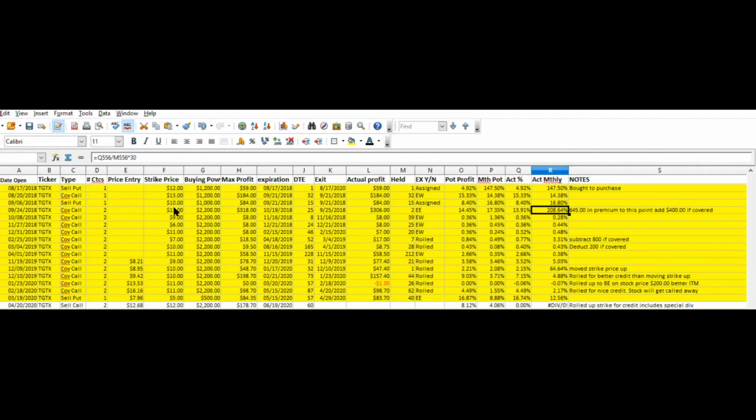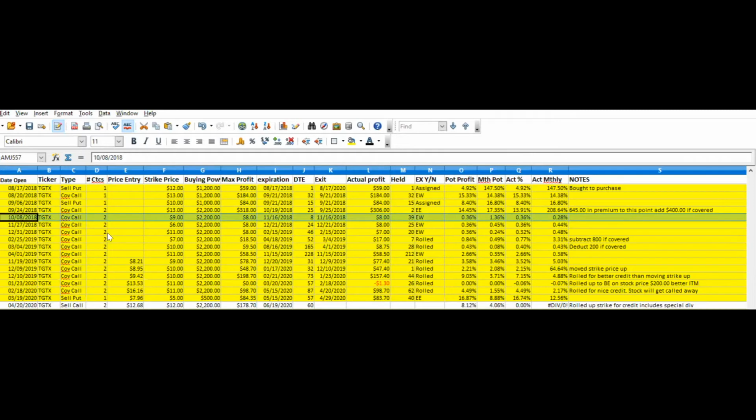And if it had been called away, I was $200 per contract higher. So I would have added another $400 to that if I'd gotten called away. Well, it didn't get called away. The next line we follow through here was 10/08. It's when I bought 2 more covered calls.